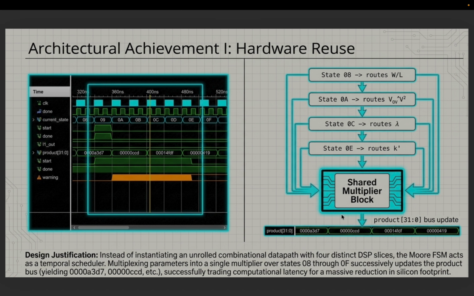For the hardware reuse, one important feature of the design is the hardware reuse. Instead of using several multipliers, the system uses only one multiplier for all multiplication operations. The finite state machine controls which values enter the multiplier at each clock cycle. This reduces the amount of hardware needed and saves the FPGA resources.